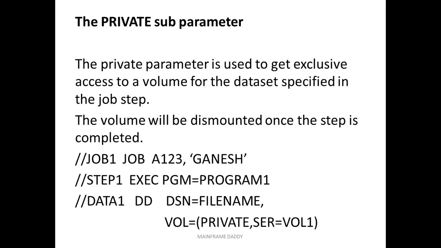Next is the PRIVATE subparameter. The PRIVATE parameter is used to get exclusive access to a volume for the data set specified in the job step. So here STEP1 EXEC PGM=PROGRAM1, and DATA1 DD DSN=FILENAME, VOLUME=(PRIVATE,SER=VOLUME1).